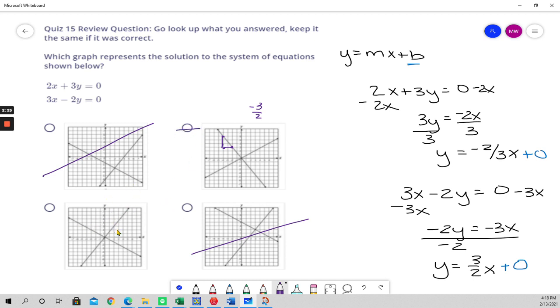So when I look at this line, I have a good point here, and I've got a good point here. Rise over run, so that's 3/2. And I've got a good point, let's see, here at 0, 0, and I've got a good point here. And that would be negative 2/3. And so these two slopes match the slopes in our equations, which means that this is the correct graph for the system.